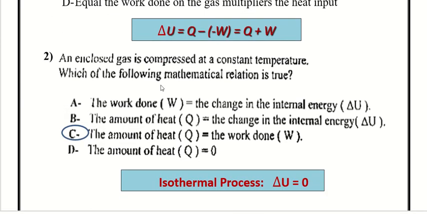Question number 2. An enclosed gas is compressed at a constant temperature. Which of the following mathematical relations is true? Okay, enclosed gas at a constant temperature, so this process is an isothermal process. In the isothermal process, the change of the internal energy equals 0. So in the first law of thermodynamics, delta U equals Q minus W. So when the internal energy equals 0, all the amount of energy will be transferred into work done.